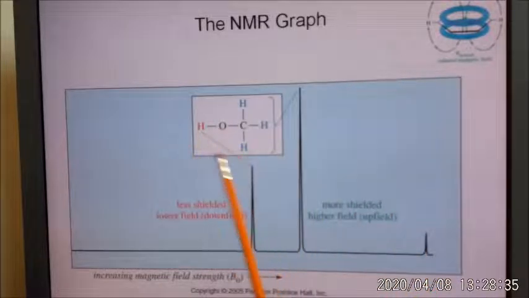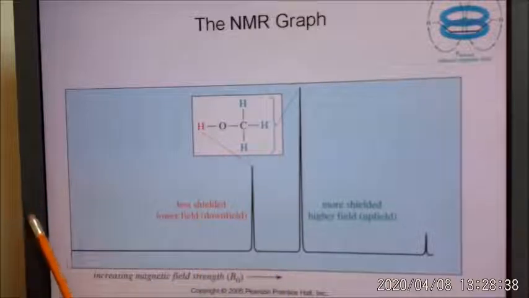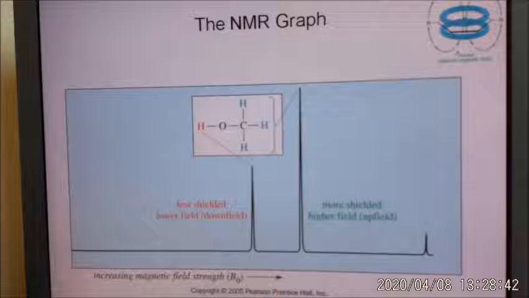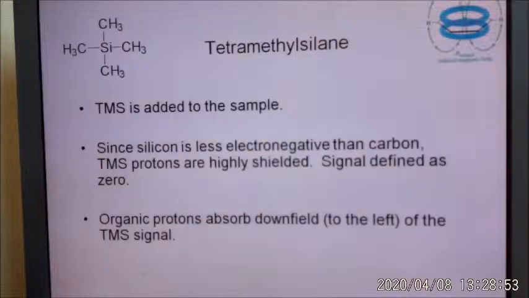This is de-shielded, so it's downfield. Okay, so this is upfield, increasing magnetic strength, downfield. Okay, now what is that? We need a reference point, so that's my reference point. Okay, so I'll tell you what it is. That peak is tetramethylsilane, TMS.